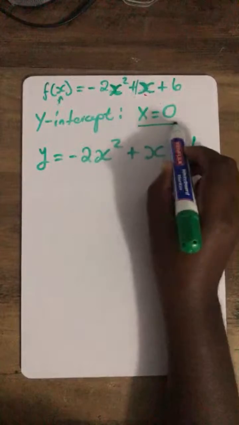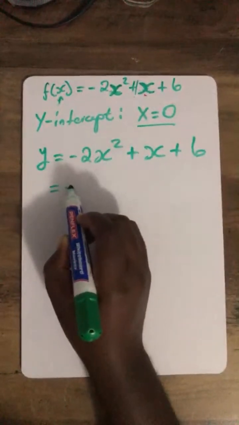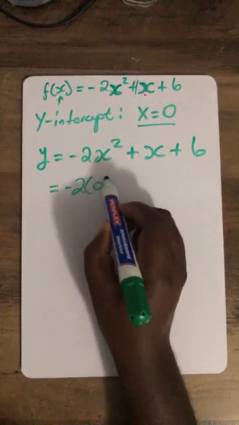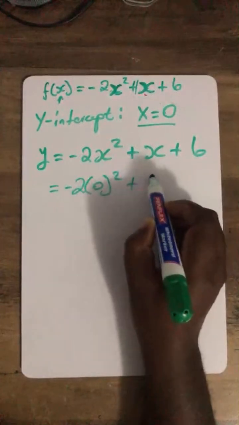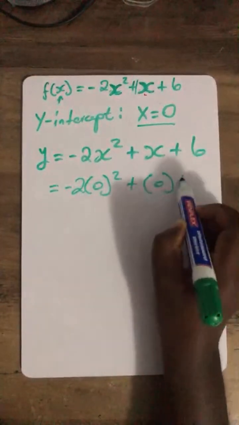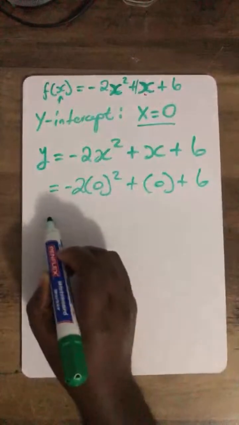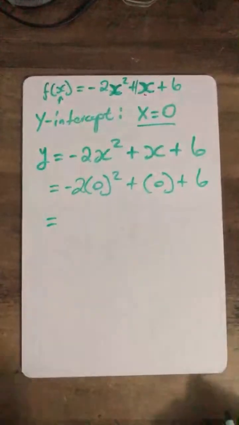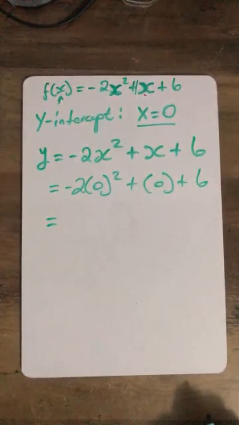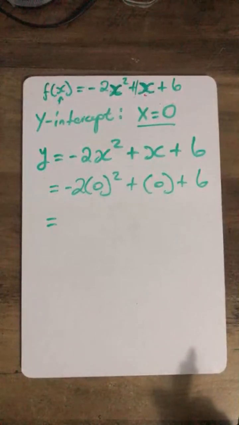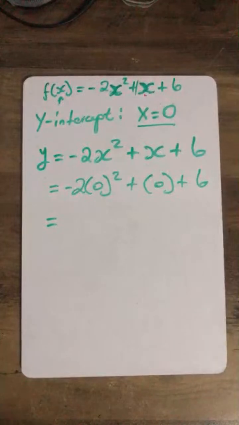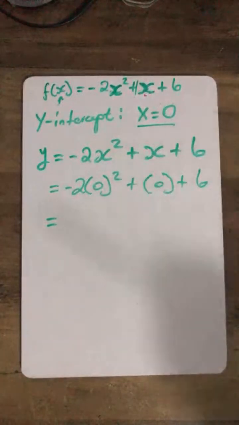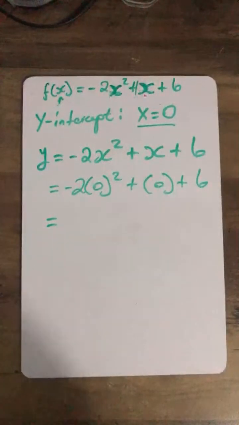where you see x, you put 0. So that means you're going to have 0 there plus 0 there plus 6. Then you punch all of that on your calculator. Whatever you get will be the y-intercept. So here comes the question. What will therefore be the y-intercept?